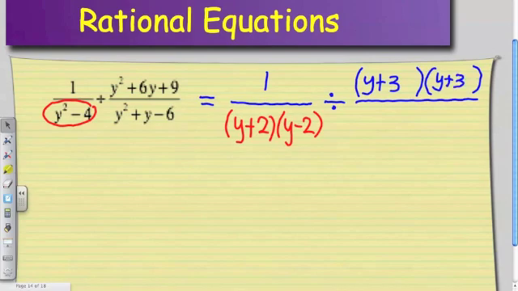Now what about the denominator? y squared plus y minus 6. Yep. y plus 3, y minus 2. Good. y plus 3, y minus 2.